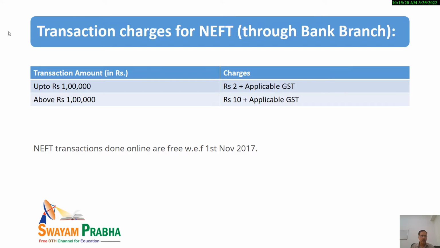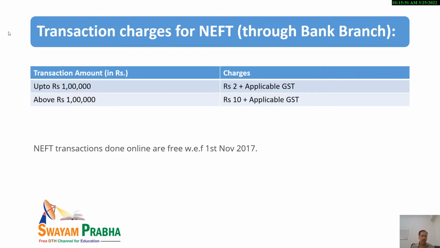But in case it is made through the bank branch, dear students, kindly note it is not free. A very nominal charge is there. What is that charge? In case the transaction amount is up to rupees 1 lakh, the charge is rupees 2 along with GST. Rupees 2 plus applicable GST will be charged.